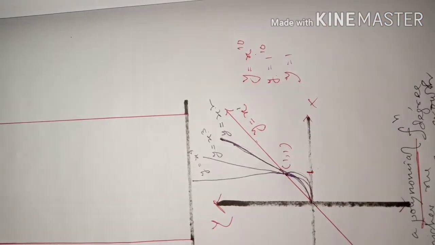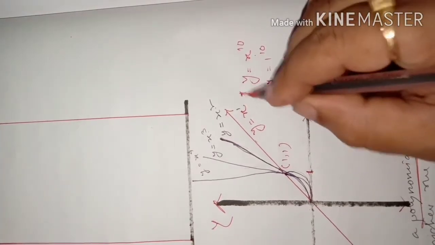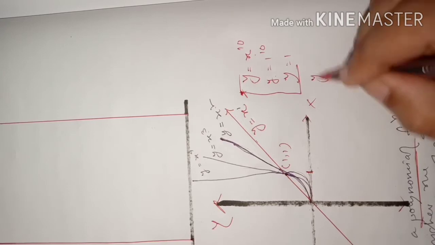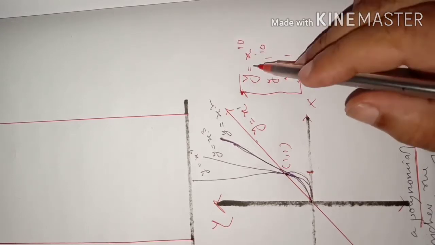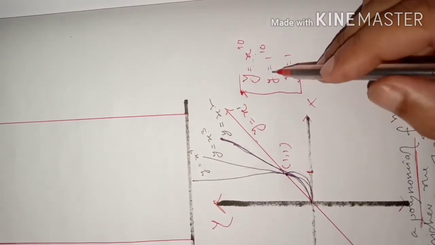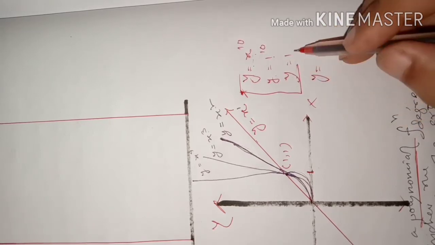Now if we take x equal to 2, then it will be like this. In the function y equal to x to the power 10, if I take x equal to 1, then y is equal to 1.